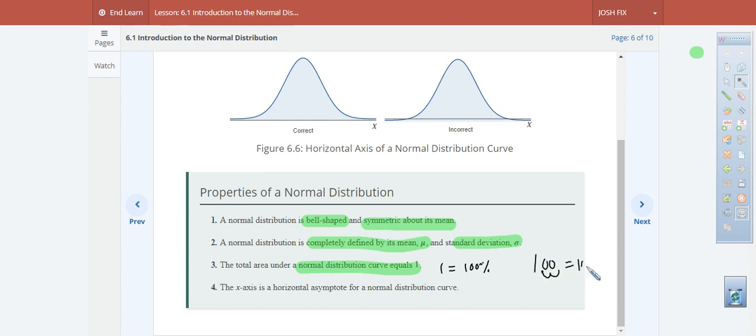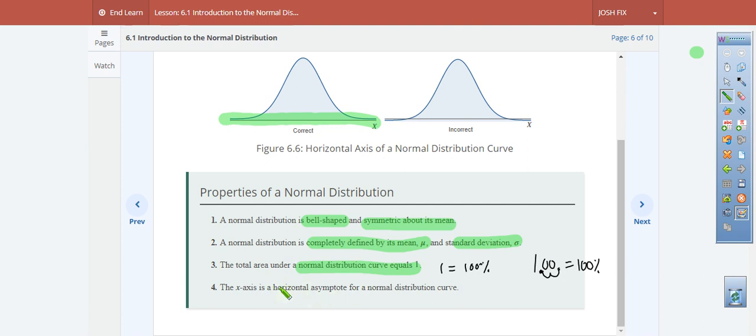And so that's where the 100% comes from, because we're just moving that decimal from one place to the other. And then last but not least, not something to stress about, is that we just want to make sure we understand that the x-axis, the horizontal axis, this guy right here, is an asymptote.